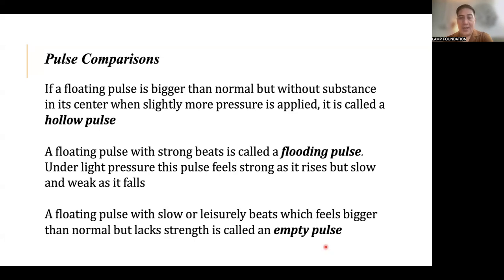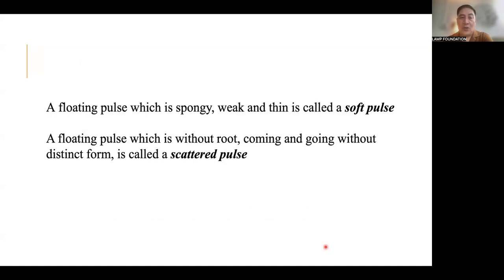Hollow, flooding, empty. So they are different from the floating pulse that we are talking about now. A floating pulse, which is spongy, weak, and thin, is called a soft pulse. A floating pulse, which is without root, coming and going without distinct form, is called scattered pulse.